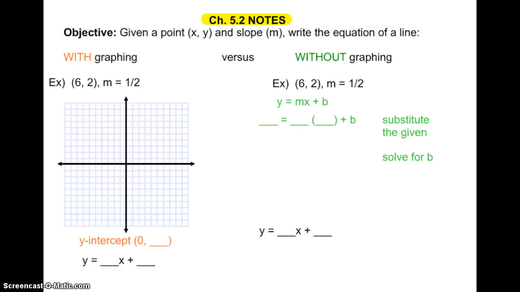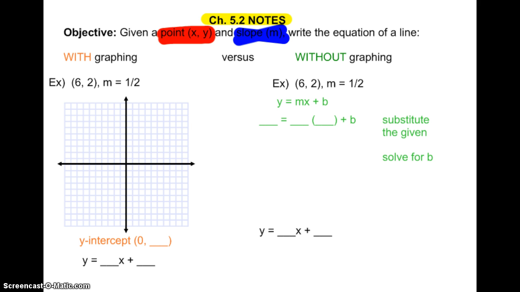Now that you've completed Chapter 5, Section 1, here's the notes for Chapter 5, Section 2. Our objective today is, given a point, any point, with the ordered pair x and y, and a slope, remember we use the variable m to identify slope, write the equation of a line.